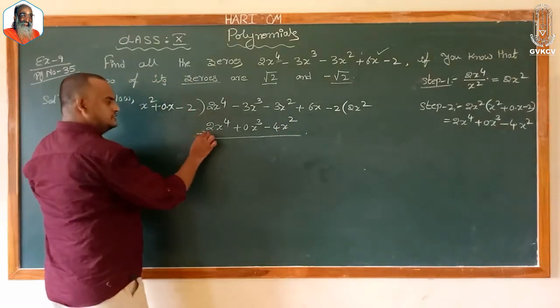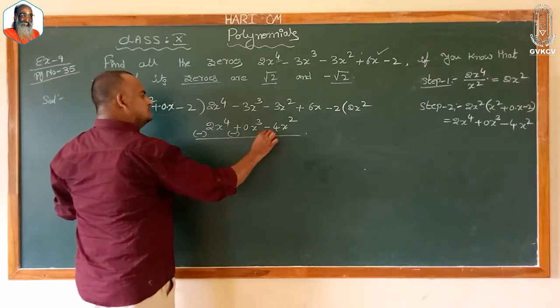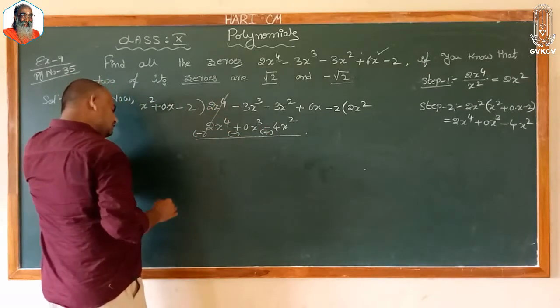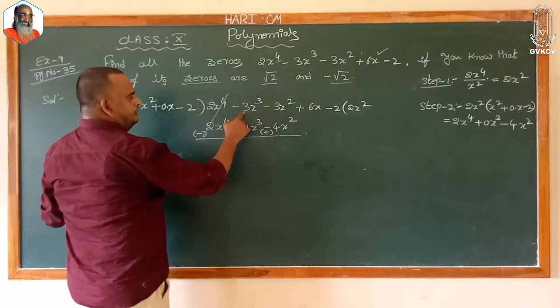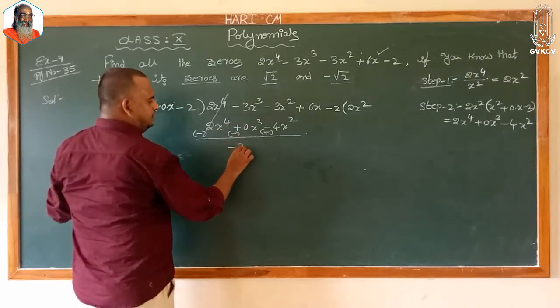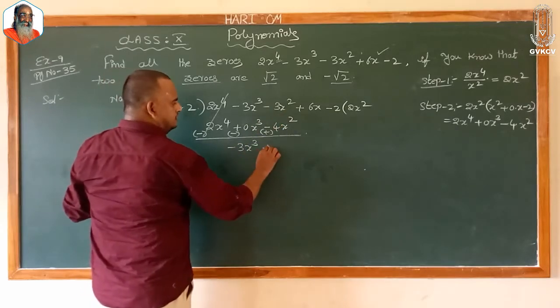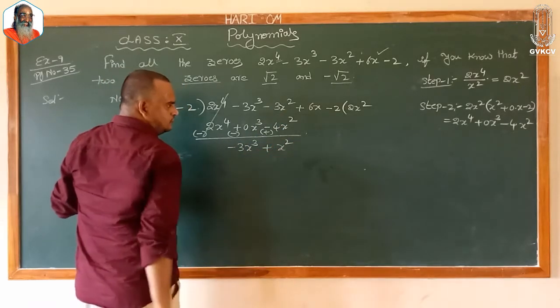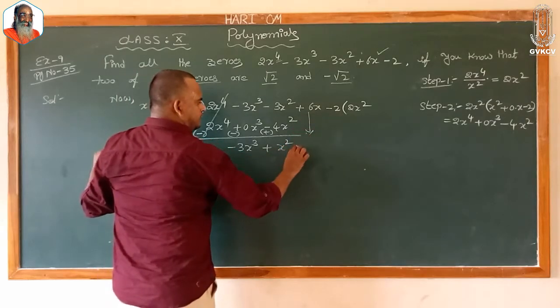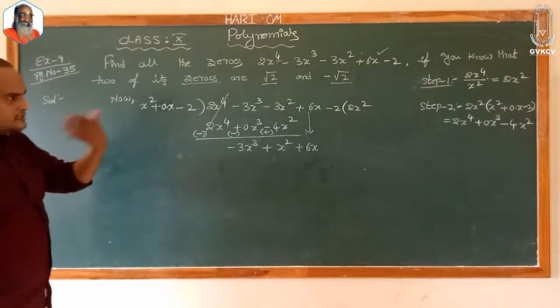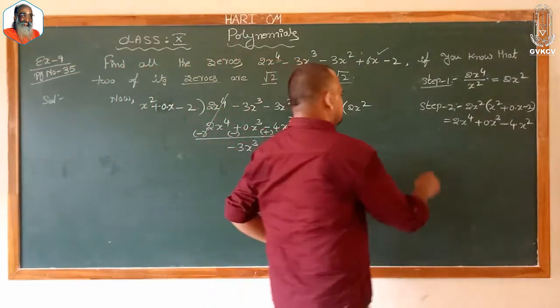Now let us change the signs, minus and plus. 2x power 4 minus 2x power 4 get cancelled. And minus 3 minus 0, we have minus 3x cube. Plus 4 minus 3, so plus x square. Now we should get down plus 6x. Next, again we should repeat the same procedure.